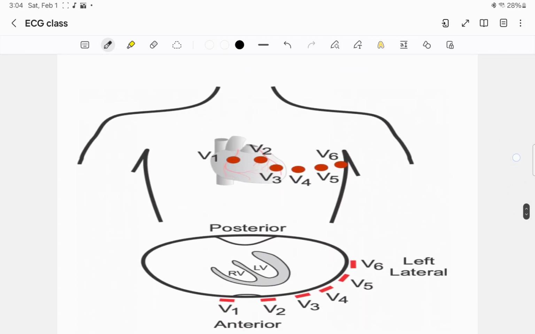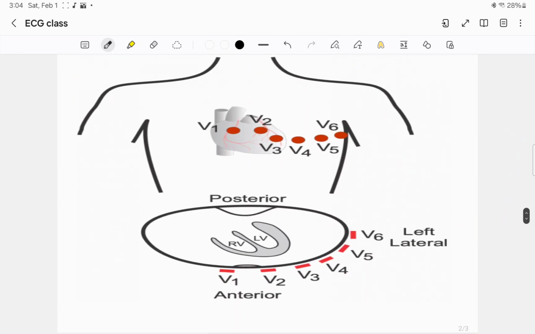So this is an illustration of the precordial leads on the chest. We have an AP illustration, and then we have a cross section showing the heart inside the thorax and where the leads will be placed. The normal mean electrical vector of the heart goes from the right side to the left side, and we can illustrate that on this diagram as well.